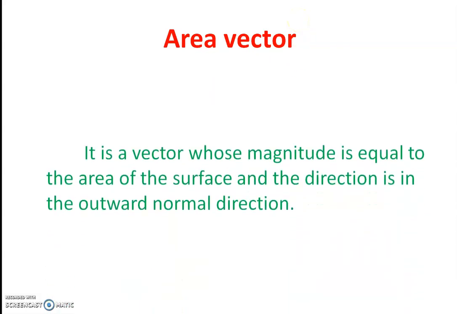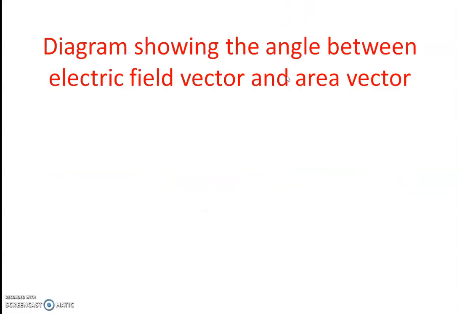It is a vector whose magnitude is equal to the area of the surface and the direction is in the outward normal direction. For example, if the area is in the xy plane, the direction of the area vector will be along plus k direction, in the outward normal direction if it is a closed surface. Okay. Now we'll see the diagrams showing the direction of area vector and electric field, and if they are making some angles.